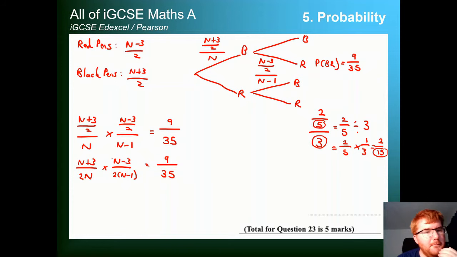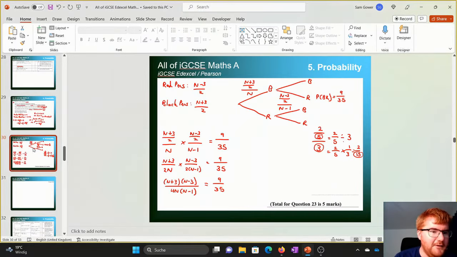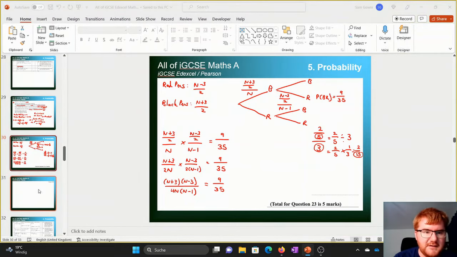At this point, I can multiply the fractions together. So we get then on the top, (n plus 3)(n minus 3). On the bottom, 2n times 2 is equal to 4n, (n minus 1). And this is equal to 9 over 35. Okay, we're making progress here. We've now got an algebraic fraction that we can work with. I'm going to create another slide. I need a little bit more room here. So let's copy this across.